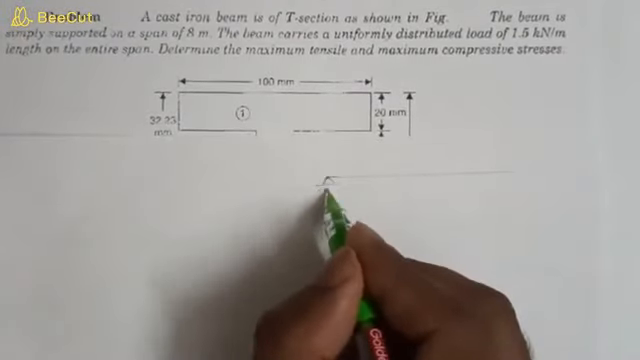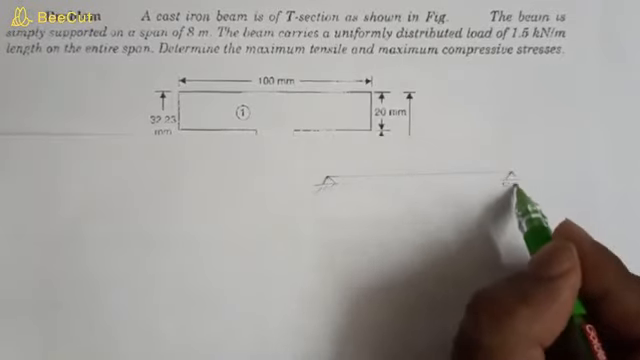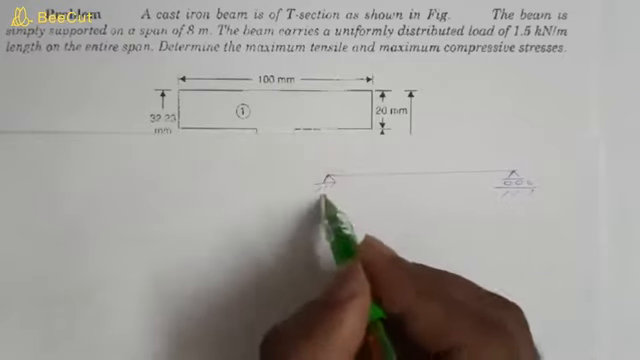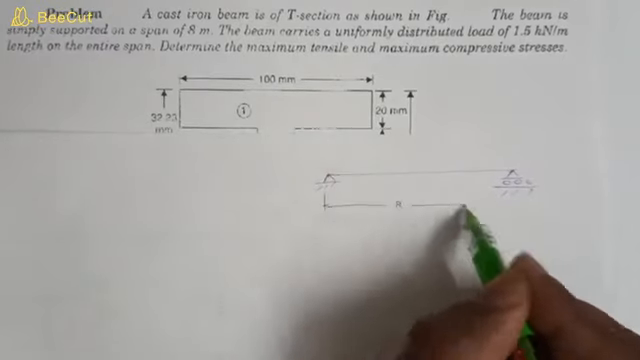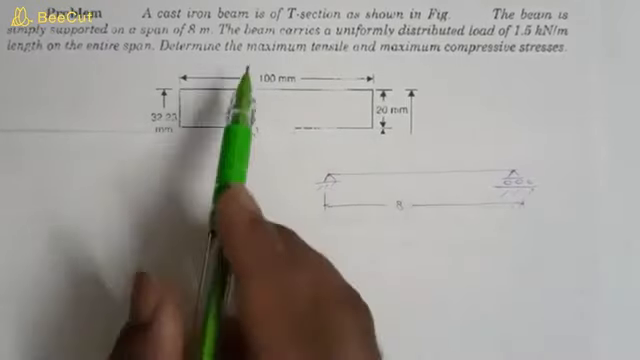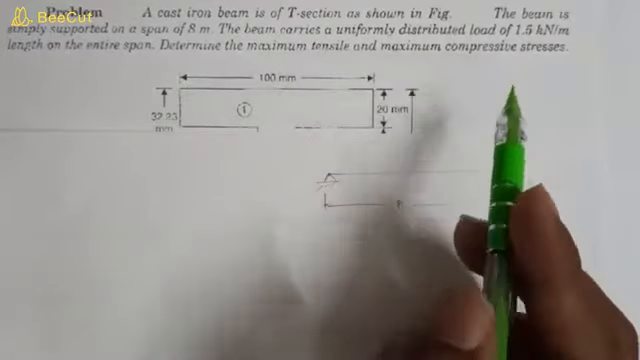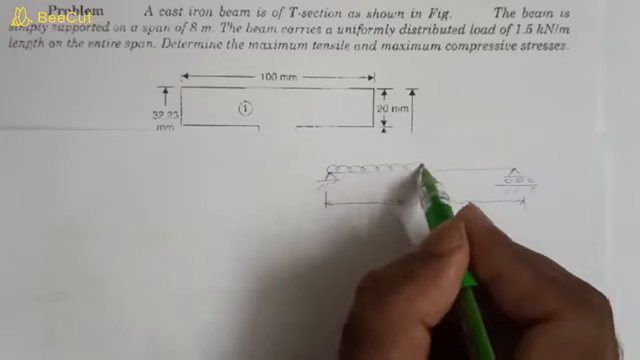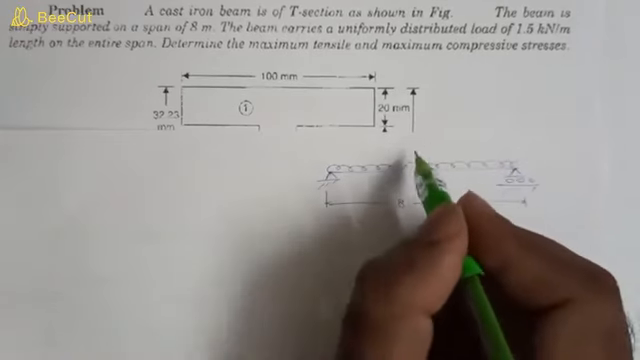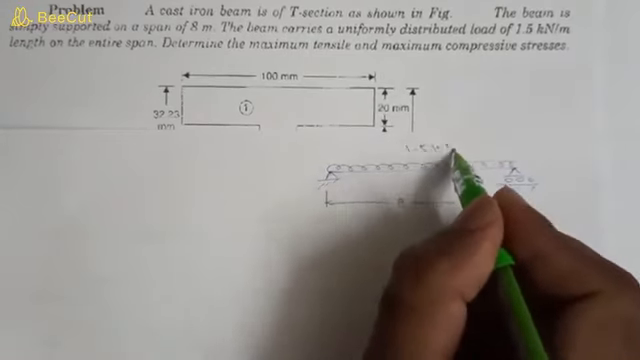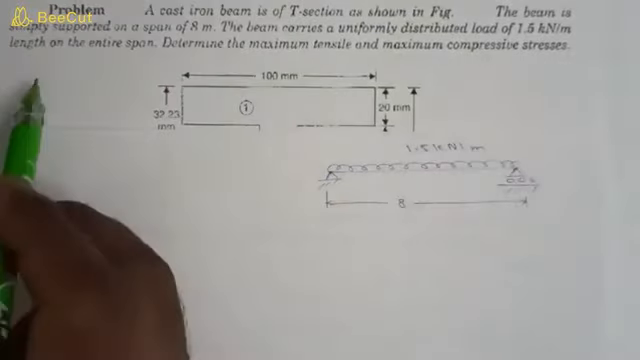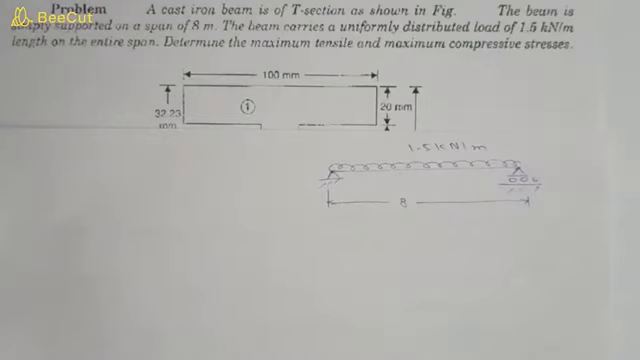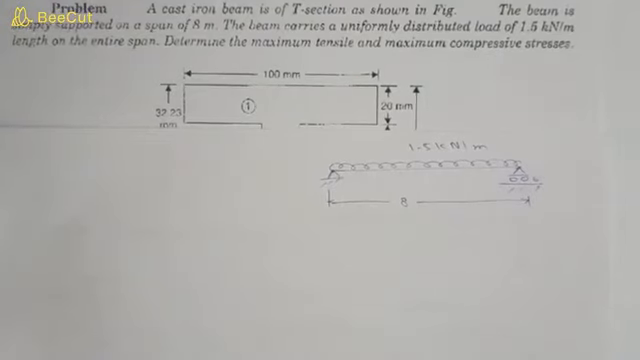means one end is hinge and the other is roller support, at a span of 8 meter. So it is 8 meter of a span. The beam carries a uniformly distributed load of 1.5 kN per meter, throughout the entire span. Determine the maximum tensile and maximum compressive stresses.